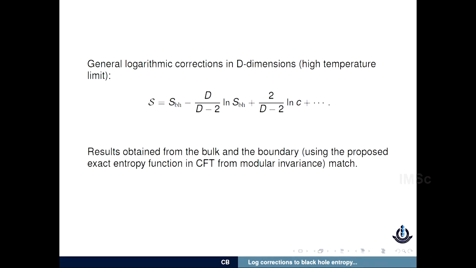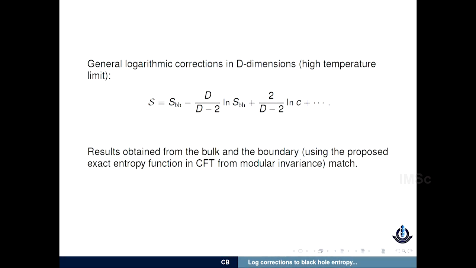Computations for general black holes turn out to be very difficult, at least we have not been able to do them yet. But in the high temperature limit in d dimensions, you can compute the corrections to entropy, and this is how they look. In the CFT, we could not find a coefficient 2 by d minus 2, so we don't have anything to compare right now. But this coefficient is the same as what Kaul and Majumdar, Bhaduri and Majumdar computed, but with an additional half as before. So they had 1 by 2 here, and we get something multiplied by 2.